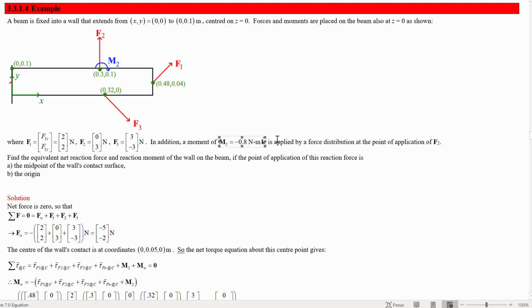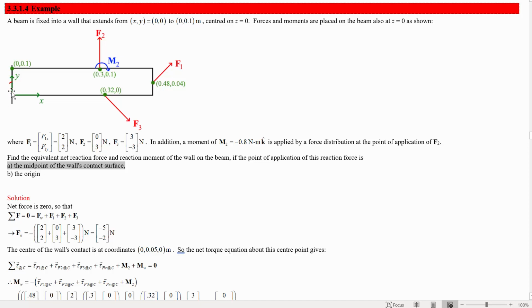In addition, we've got a moment, M2, which is negative 0.8 Newton meters in the z direction, so it's causing this clockwise rotation because it's in negative k, and it's at the same point as the application point of F2. It's applied by a force distribution there. Right, so find the equivalent net reaction force of the wall and reaction moment that it's applying if the point of application of the reaction force is the midpoint of the wall's contact surface and the origin. So we're going to find out what force and moment the wall needs to apply if it's applying its force here and if it's applying its force there.